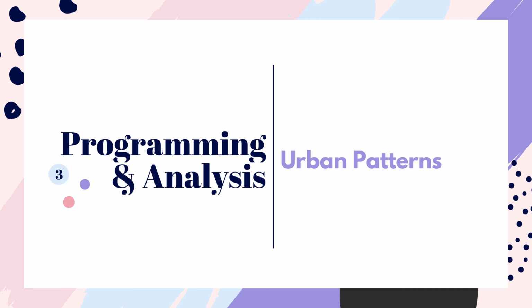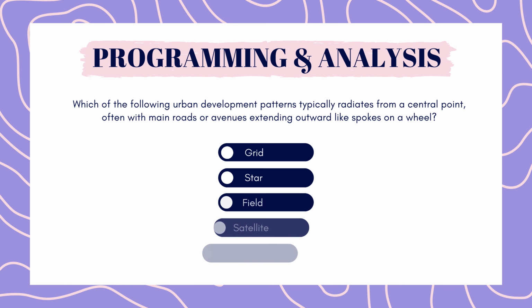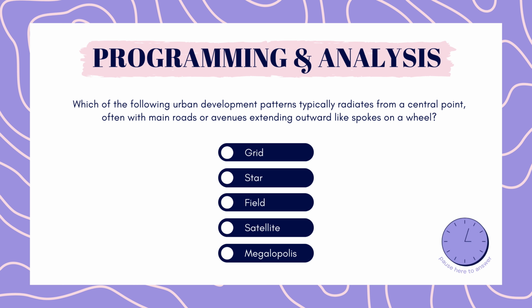Now on to programming and analysis. Which of the following urban development patterns typically radiates from a central point, often with main roads or avenues extending outward like spokes on a wheel? Grid, star, field, satellite, or megalopolis? Pause here to answer.